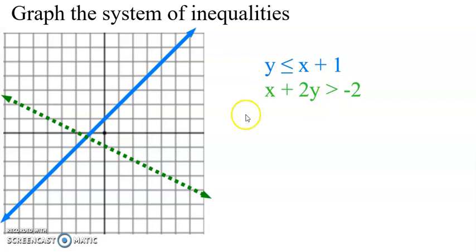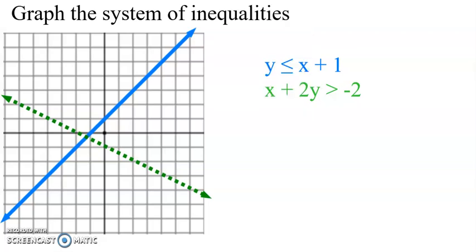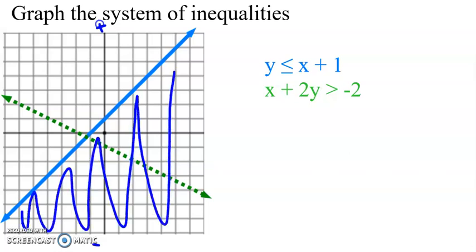and now we just have to figure out where we shade. So for the first inequality, I'm going to shade in blue here. It says y is less than or equal to x plus 1. If it's less than, that means it's below, and on my y-axis, positive numbers are going up, negative numbers are going down. So if something's less than, I want to decrease it. That means it's going to be below my line here. So shade below.